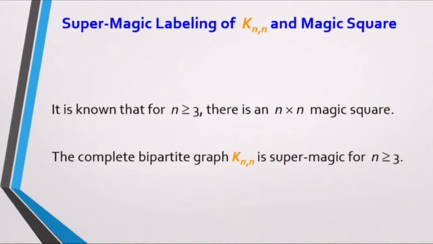Well, we already know that there is an n by n magic square for n greater than or equal to 3. That means that now we know the complete bipartite graph is super magic for n greater than or equal to 3 also.